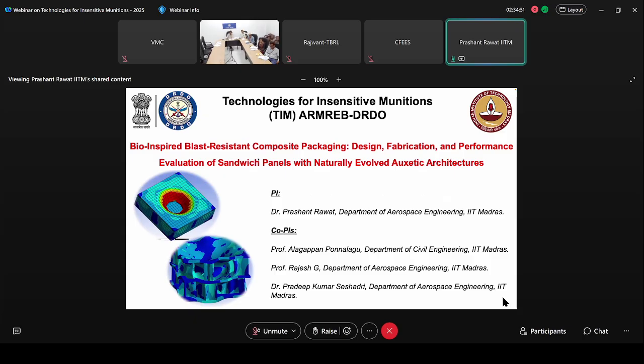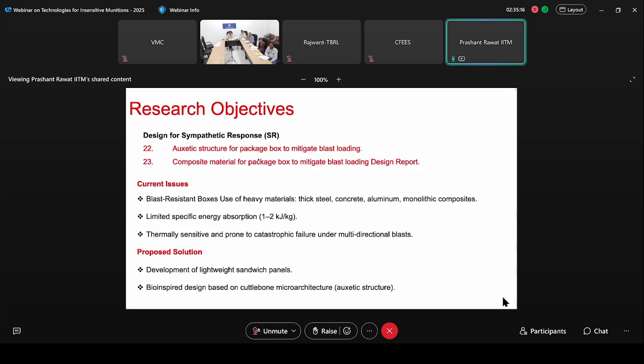In this proposal, my co-PIs are Professor Algappan from the Department of Civil Engineering, IIT Madras, Professor Rajesh Ji from the Department of Aerospace, IIT Madras, and Dr. Pradeep. Professor Algappan is an expert in blast experimental as well as simulation-based studies. Professor Rajesh Ji is a gas dynamics person. He has a lab where a high speed gas gun setup and other facilities are there. And Dr. Pradeep Seshadri is a dynamics modeling expert who is going to be part of this project as a co-PI.